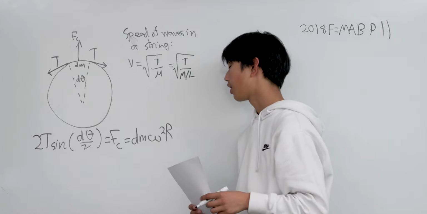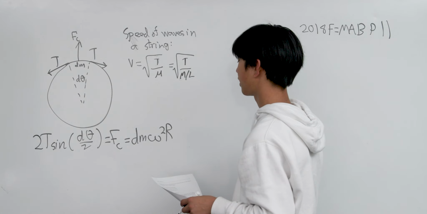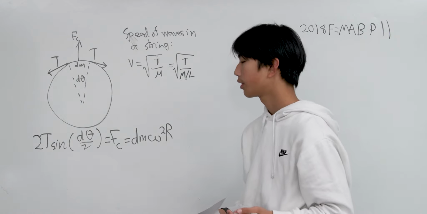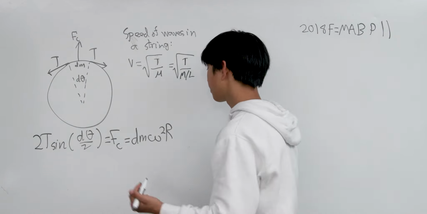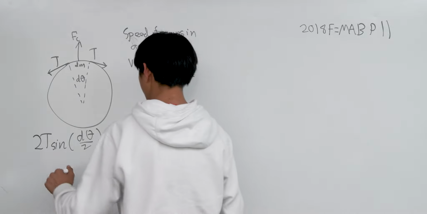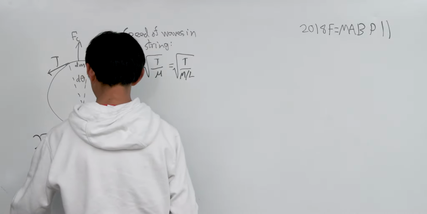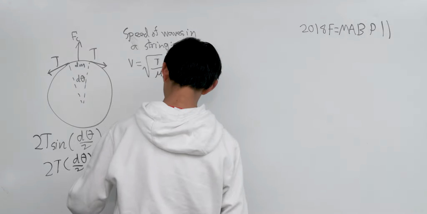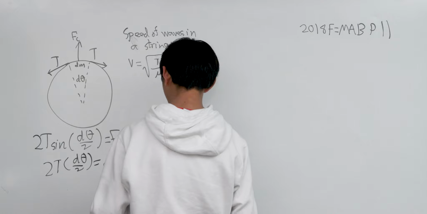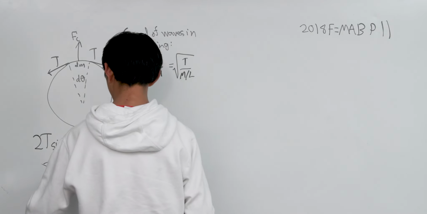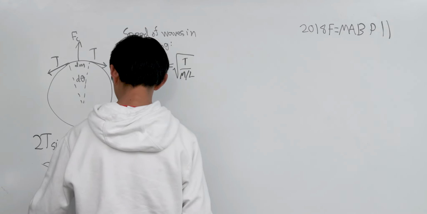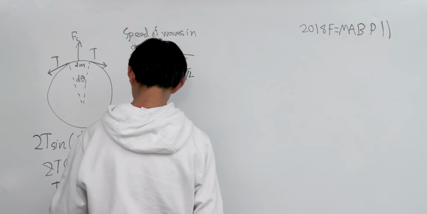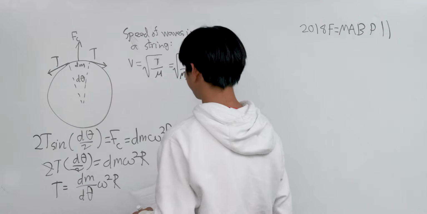2T sine of d theta over 2 is equal to F sub c, which is dm omega squared times r. Now, this can simplify by just getting rid of the sine. So then we have 2T times d theta over 2 is equal to dm omega squared r, where the 2's cancel, and T is equal to dm over d theta times omega squared r.